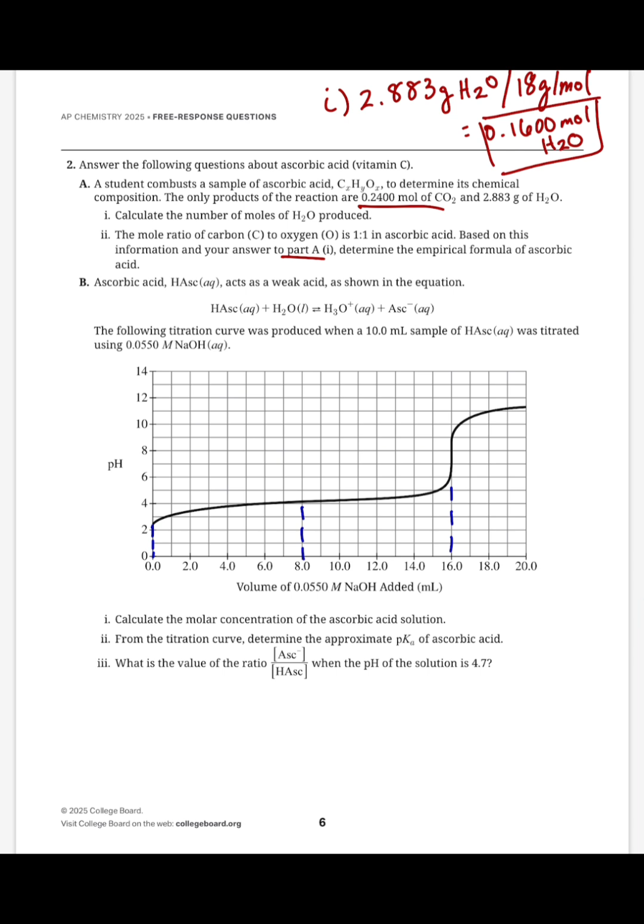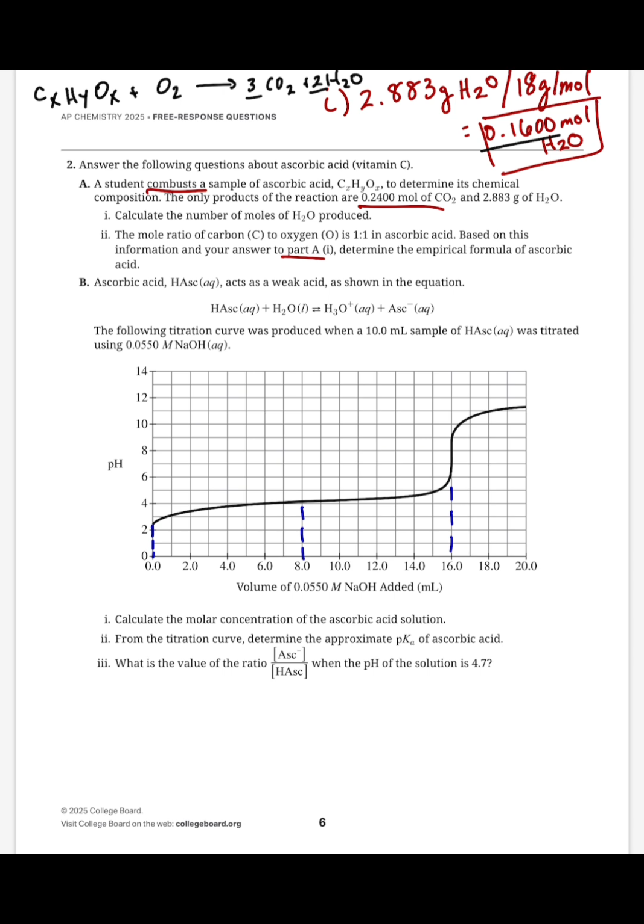It tells us that this is a combustion reaction. We're going to have ascorbic acid reacting with oxygen gas to make CO2 and H2O. So we have some hydrocarbon with oxygen that makes up ascorbic acid, and it's going to react with some amount of O2 and form CO2 and H2O. We can look at the ratio between our H2O and the CO2. If we compare these numbers, we end up with a 3:2 ratio. For every 3 moles of CO2, we get 2 moles of H2O.